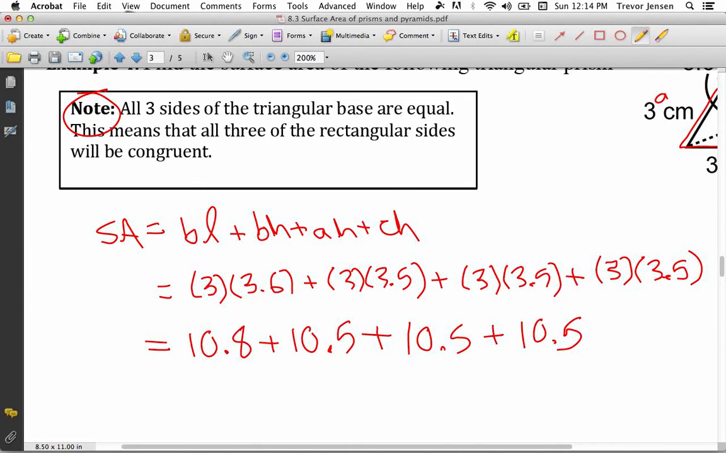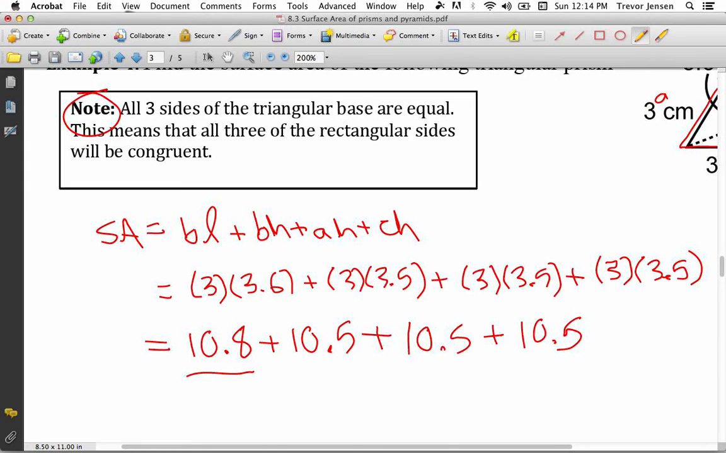And then what I have here is the area of both my triangular bases put together. Remember, the area of a triangle is half times base times height. Double that, 2 times a half is 1, so we're just left with base times height, which is 3 times 3.6. And remember, when I say height, when I'm talking about the area of the triangular base, I'm talking about the height of the triangle, not the height of the prism.